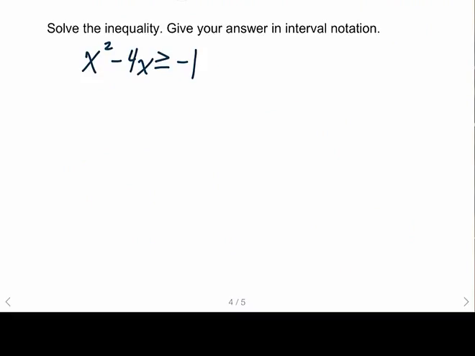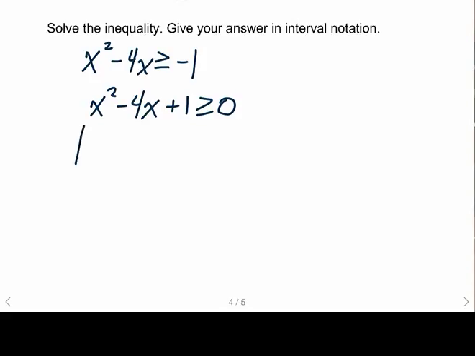Next we have the inequality x squared minus 4x is greater than or equal to negative 1. We're to solve it and give the answer in interval notation yet again. So I'm going to do the same thing we did before. We're going to get 0 on one side because it's a lot easier to compare to 0. So we have x squared minus 4x plus 1 is greater than or equal to 0. General roadmap: find zeros and then pick test points and write down intervals. Find zeros. This is not factorable, and so we could use the quadratic formula.